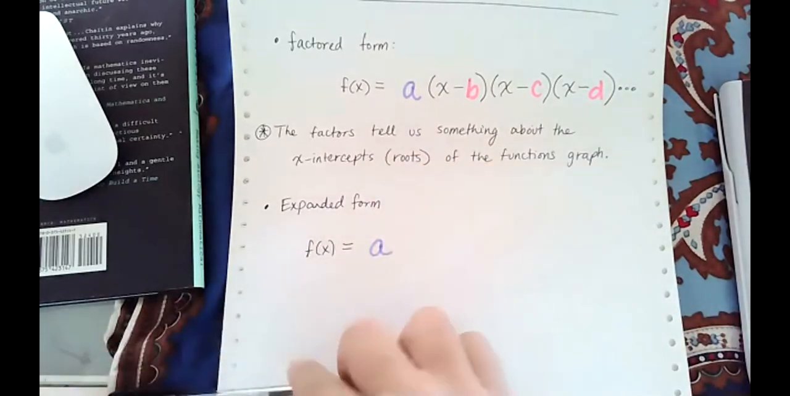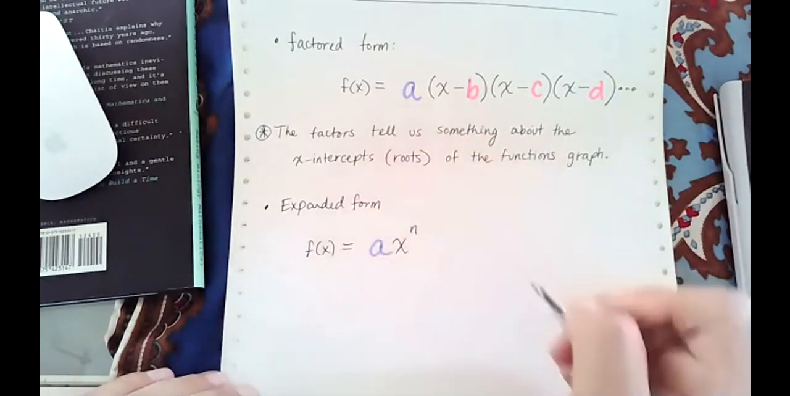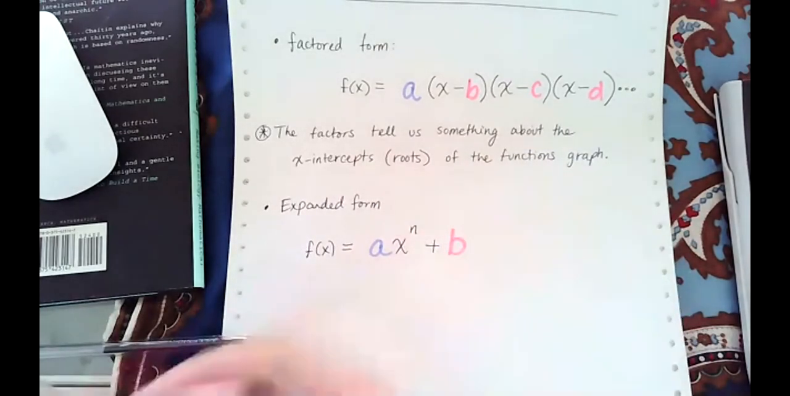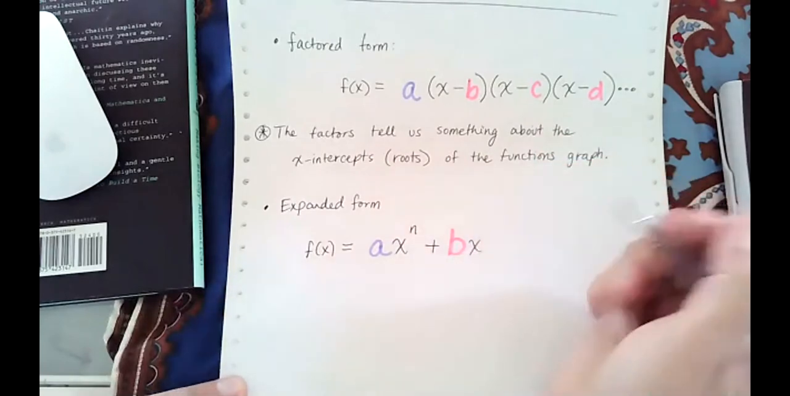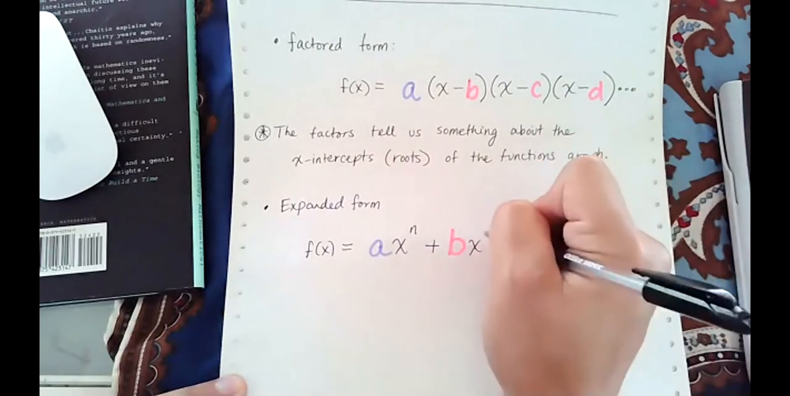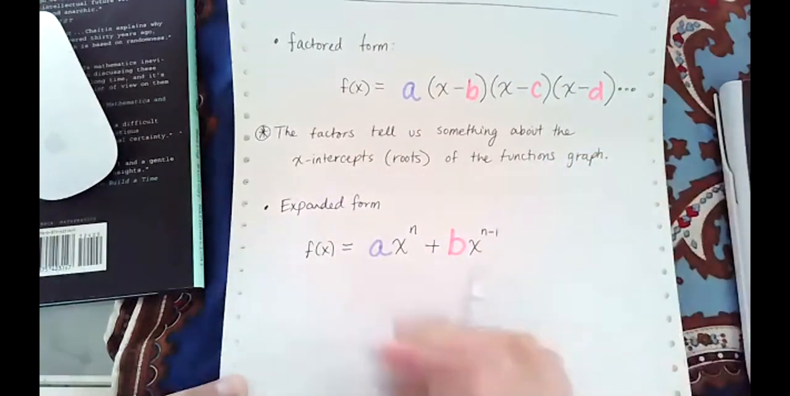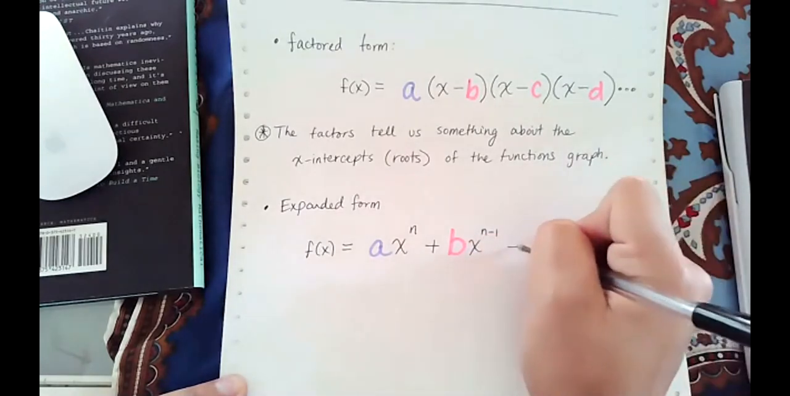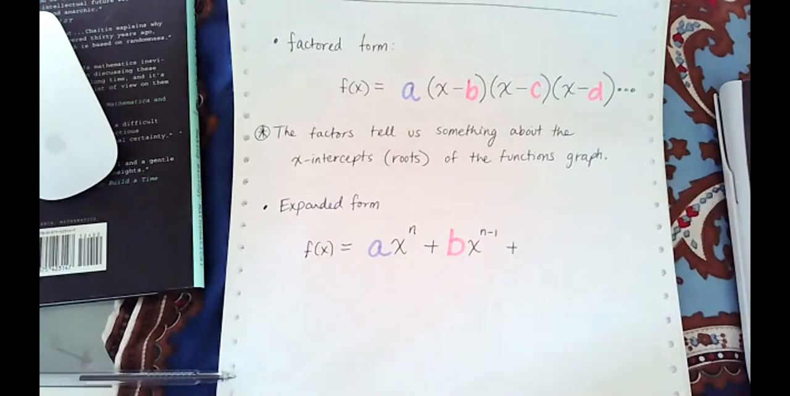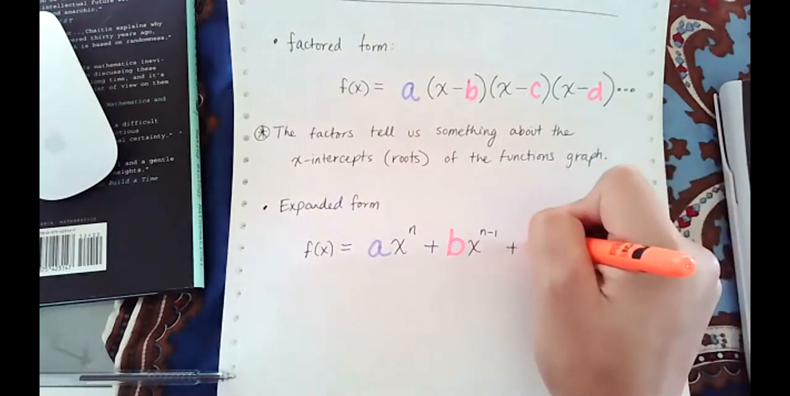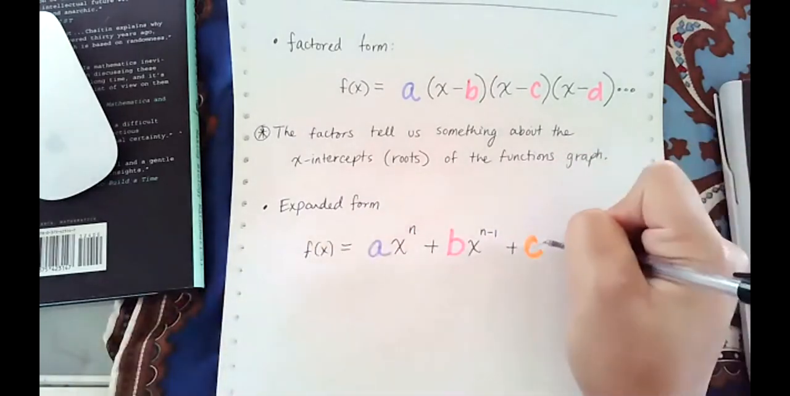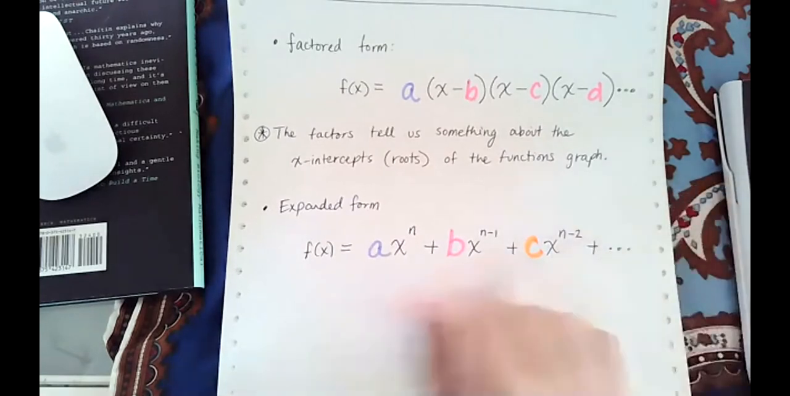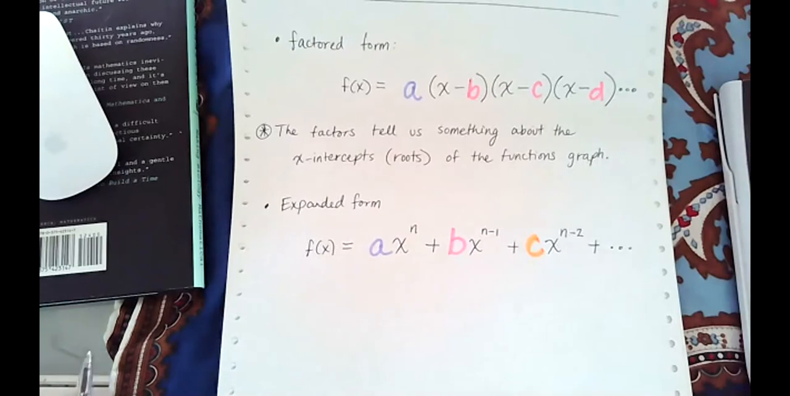A times x to some power. And then usually you add up a bunch of other terms. So you might have B times x to some other power. And usually we write these as descending powers. So I'll put n minus one. So if this was x to the third power, then this would be x to the second power, plus. And then you might have some other coefficients like c. And then we'll descend by one more power and so on and so forth. So you just have this long list of terms that are being added and subtracted together, each with their own coefficients.